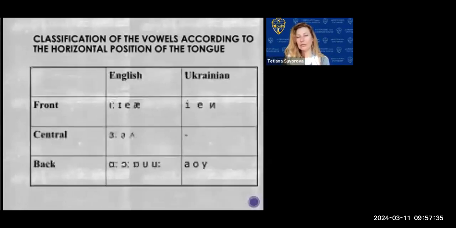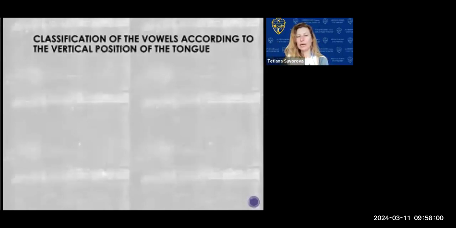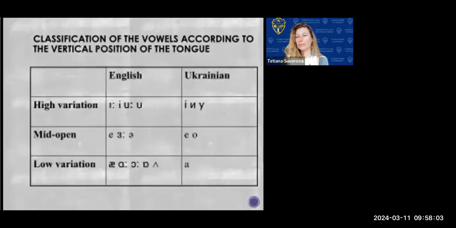Well, the classification of vowels can be realized due to, as I mentioned, the horizontal position of the tongue. So mostly we pay attention to the tongue position within the mouth cavity. It can be front, central, or back. In Ukrainian and English, but in Ukrainian central vowels are absent, mostly front and back. And also here we speak about a vertical position, which can be high, mid-open, and low variation.